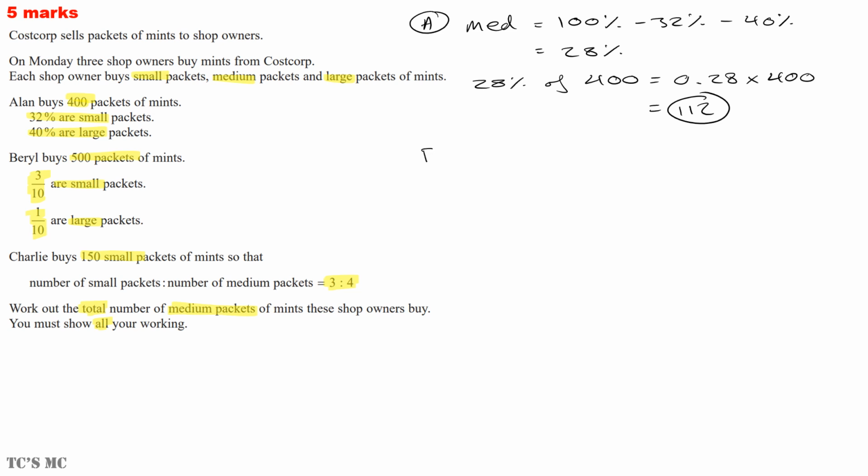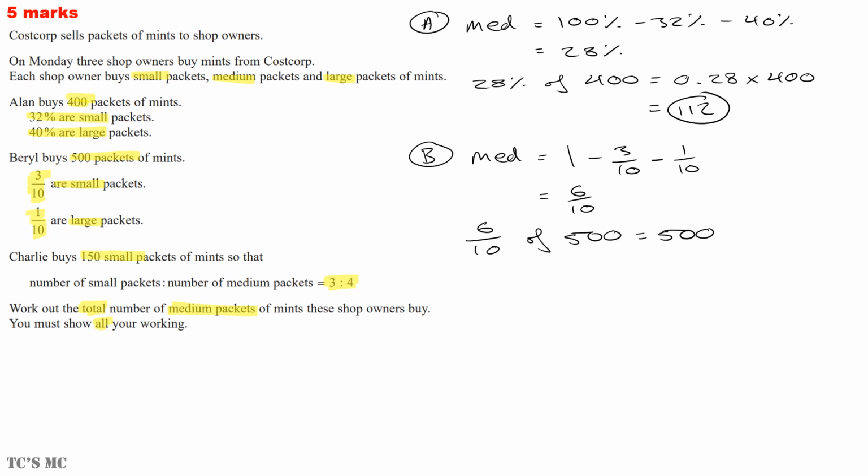Moving on to Beryl. We need to know what fraction represents medium. We are going to do 1, subtract 3/10, subtract 1/10. That leaves us 6/10. Beryl bought 500, so we need to find 6/10 of 500. We are going to do 500 divided by 10 for 1/10 and then multiplied by 6 for 6/10. That leaves us 300. So Beryl bought 300 medium packets. We now have 2 marks.